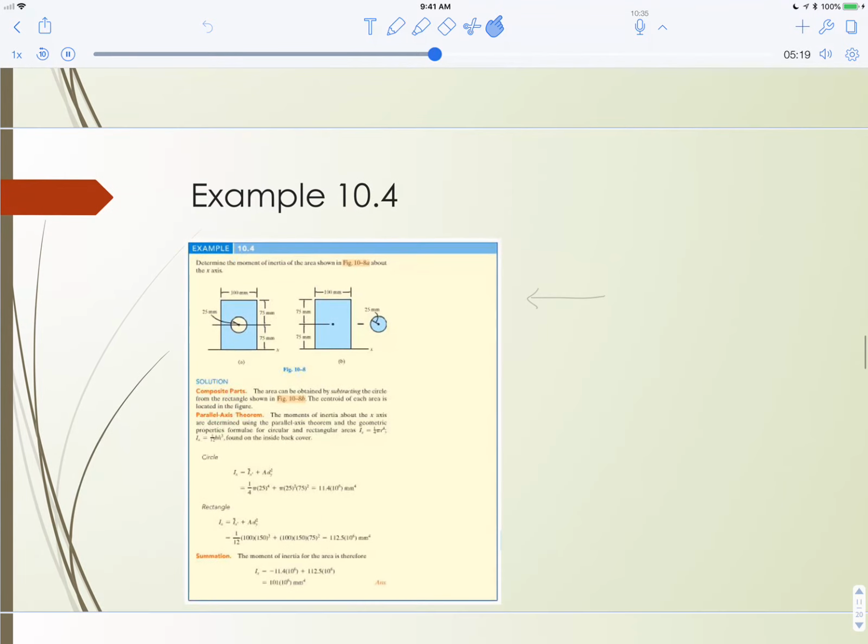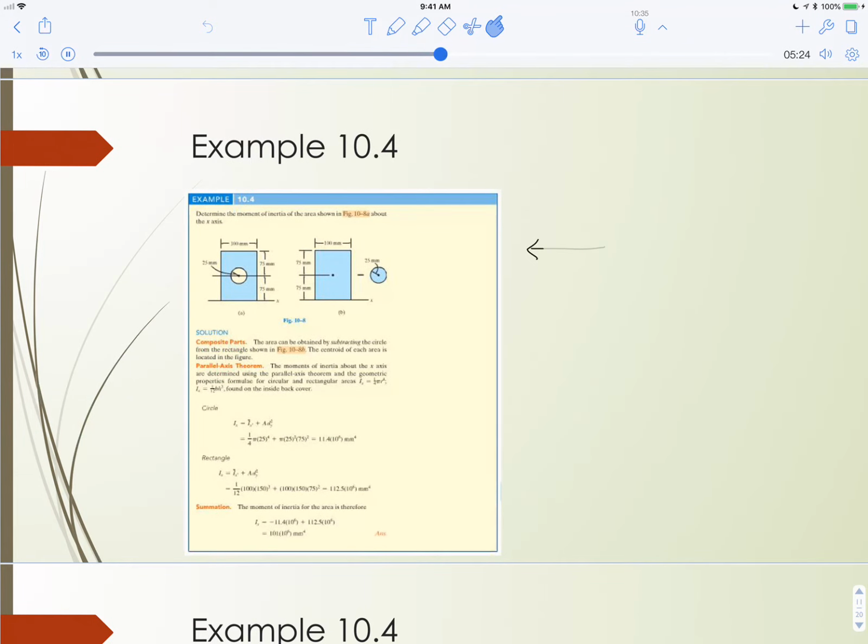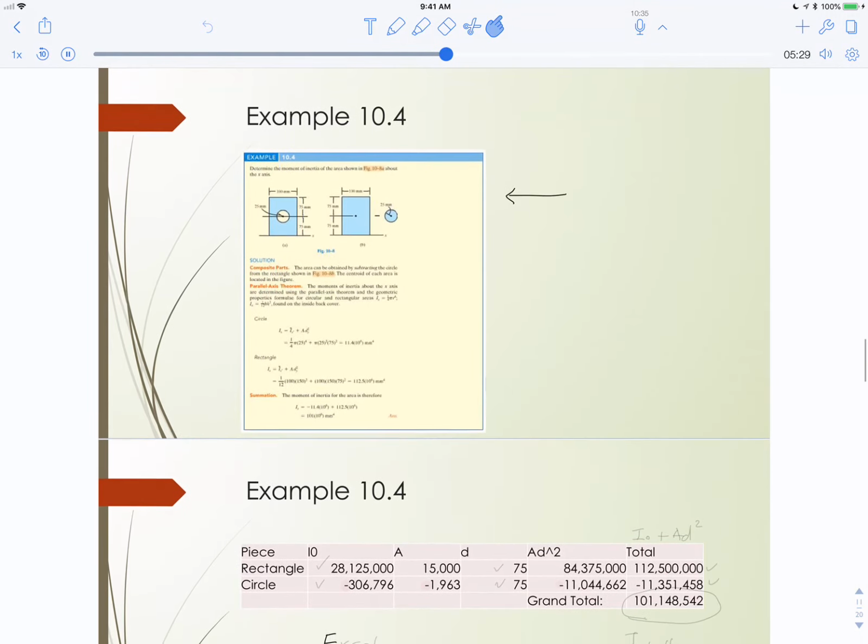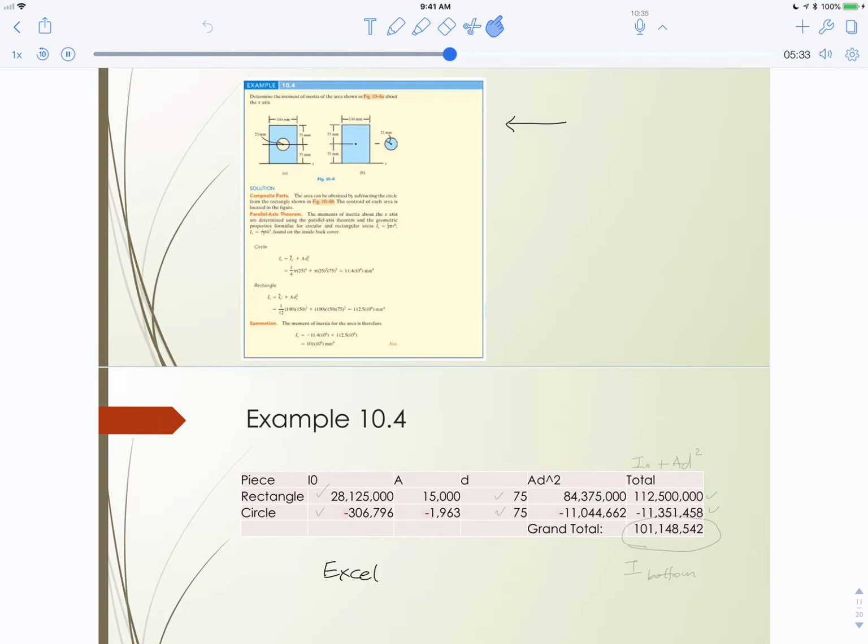So here's example 10.4 from the book. You can go look at that. What I did was I took example 10.4 and put it in Excel. I got the area, I got the I of the rectangle and the I of the circle by looking in the back cover of the book. Note that I made the moment of inertia negative for the circle because we're cutting it out of the rectangle. I got the area of the rectangle and the area of the circle, again, a negative area. And then I found the distance of each from the centroid.